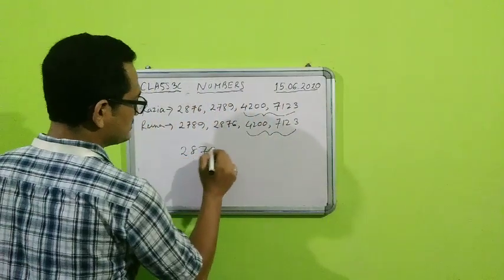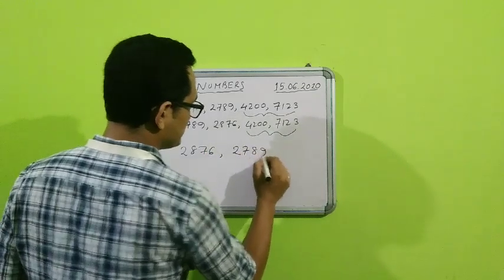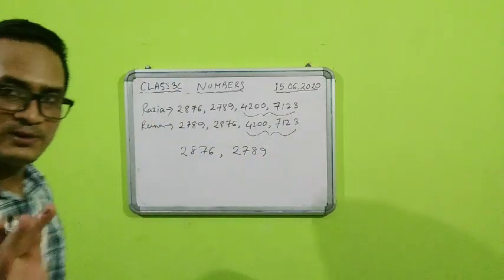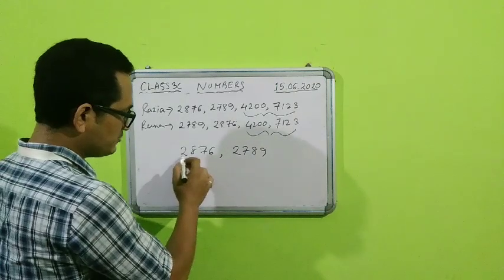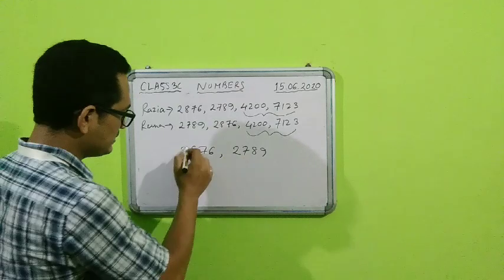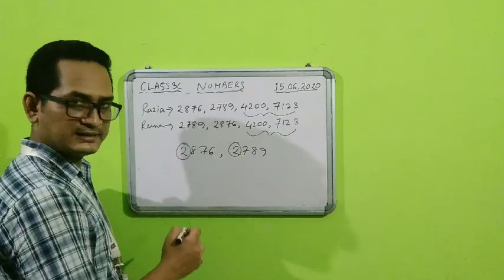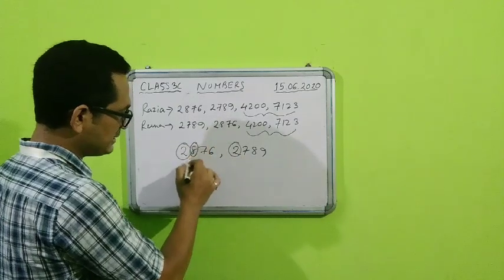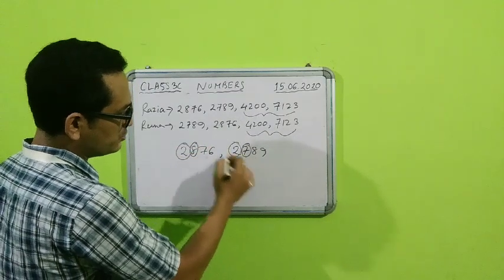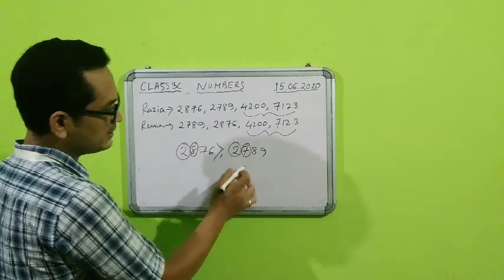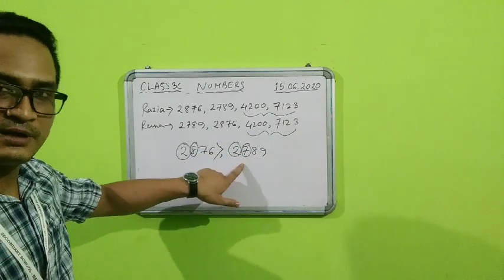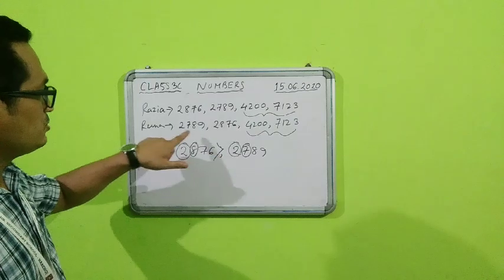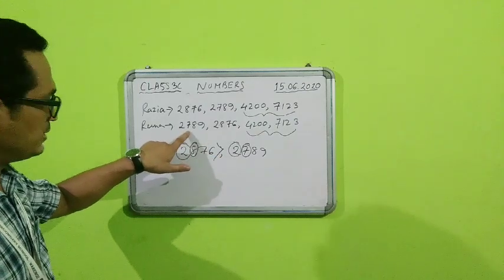So if I see 2876 and 2789, out of these two numbers, which one will be the smallest? That will come on the extreme left. So if I see 4-digit numbers, the thousands place, 2, they are same. On the next place, that is hundreds place, this is 8 and this is 7. So which one is smaller? You can say 7 is smaller. So this should come first, since it is the smallest one out of all the 4 numbers. So 2789, this is the smallest, and 2876.